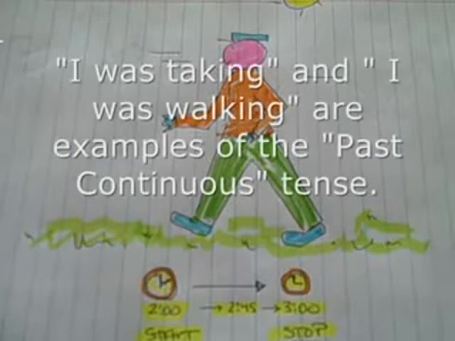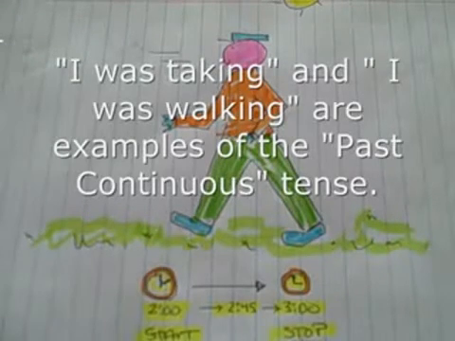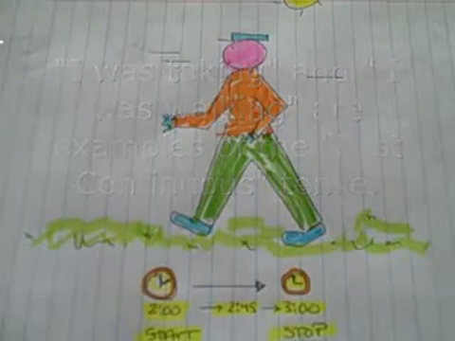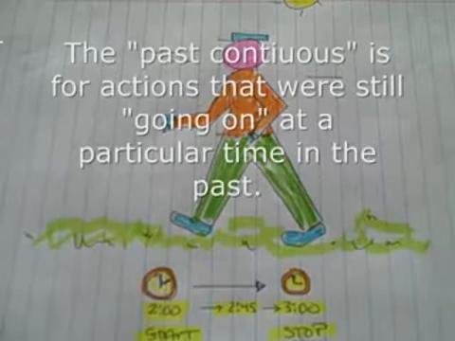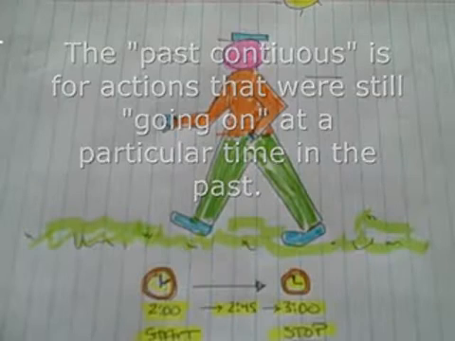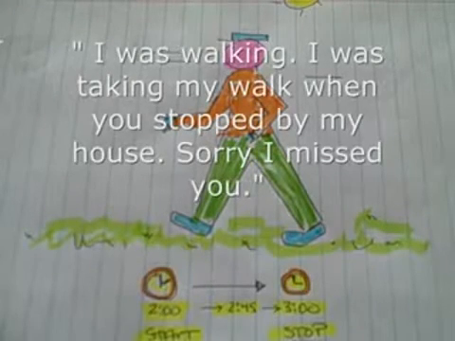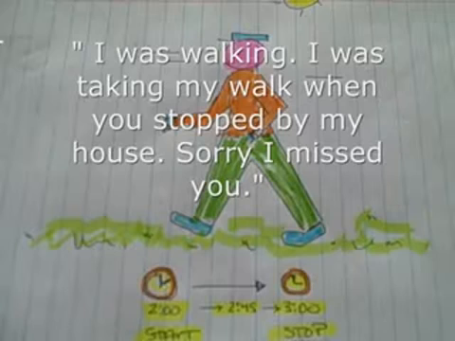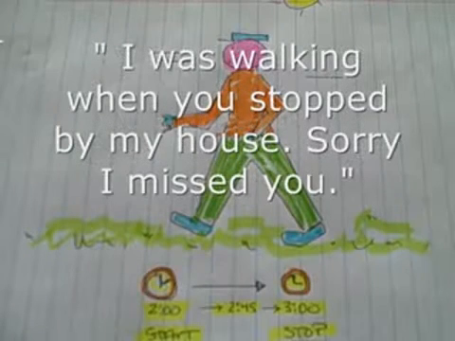I was taking and I was walking are examples of the past continuous tense. The past continuous is for actions that were still going on at a particular time in the past. I was taking my walk when you stopped by my house. Sorry I missed you.